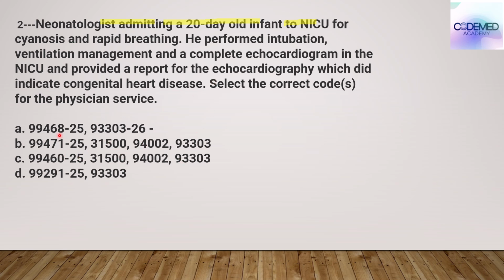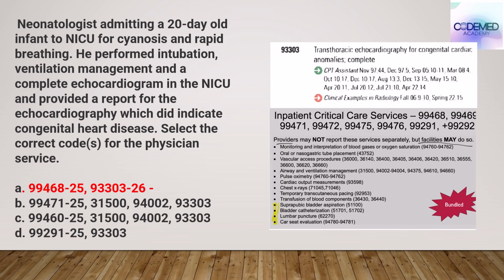Now, in between A and B, when we see the code, what is the age of the patient? 20 day. That means it is a neonatal. That means it is in ICU. And for that, we know what is the code. So we will now zero down our answer. So our answer is 99468 because of the age of the patient and admission. So it becomes an inpatient in ICU.